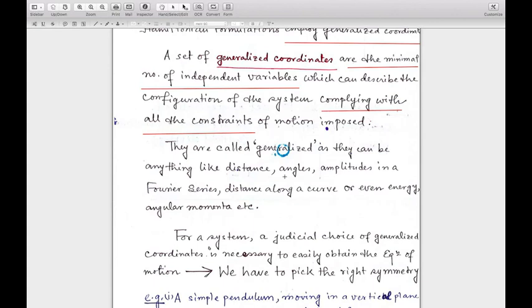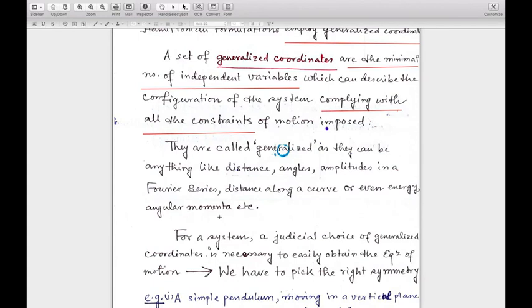In case of these generalized coordinates, this is also the same thing. So generalized coordinates, in any case, we will try to make our formulations in such a way that we put all the coordinates, whether they are distances or angles or amplitudes in a Fourier series or distance along a curve, that means curvilinear distances, or even some other things like energy, angular momentum, on an equal footing.